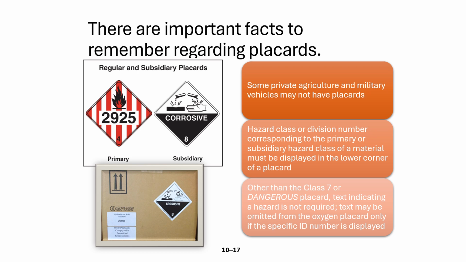The hazard class or the division number corresponding to the primary or subsidiary hazard class of a material must be displayed in the lower corner of a placard, and other than the Class 7 or dangerous placard, text indicating a hazard is not required. Text may be omitted from the oxygen placard only if the specific ID number is displayed. So there are some things over these last couple of slides where there might be exceptions to how we're going to placard.